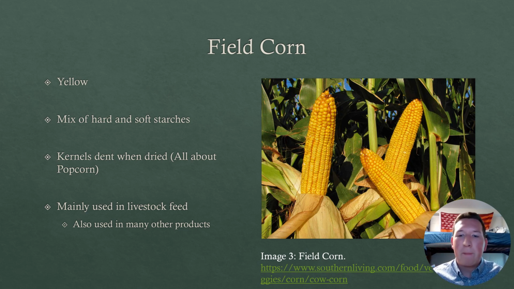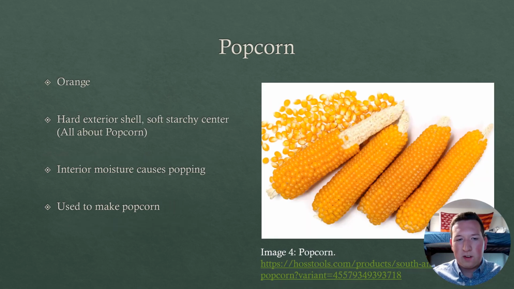So now let's go ahead and get popping and talk about popcorn. So popcorn, when we see it, is mainly going to be orangish in color with the kernels. And we've all seen popcorn. We know that it has a hard exterior shell. But you might not know that on the inside it's a soft, starchy center. And in that soft, starchy center interior, there's trapped moisture. And so when we heat the kernels up, that moisture expands, turns into steam, and causes the popcorn to pop and turn into the delicious snack that we have today.